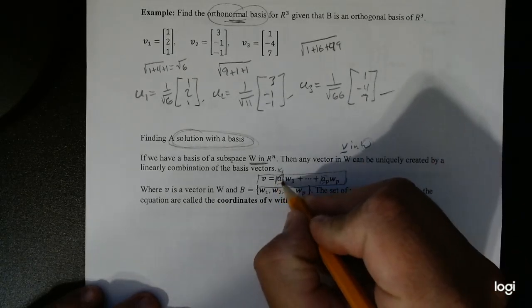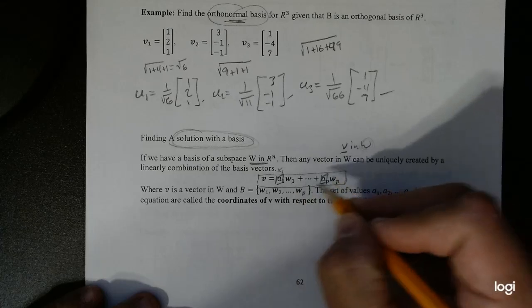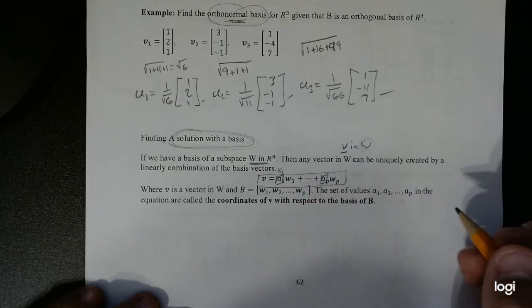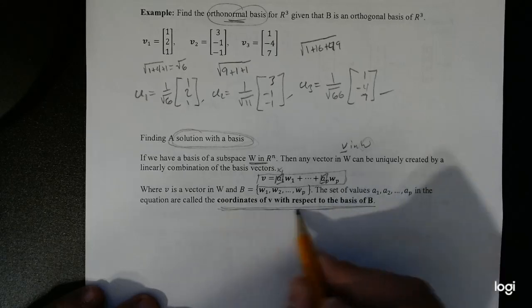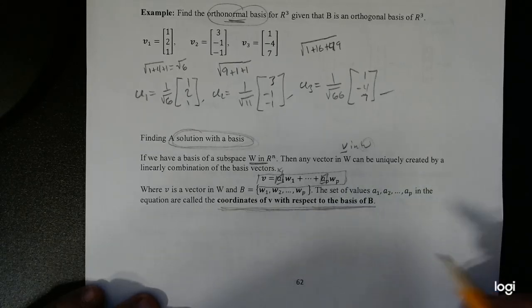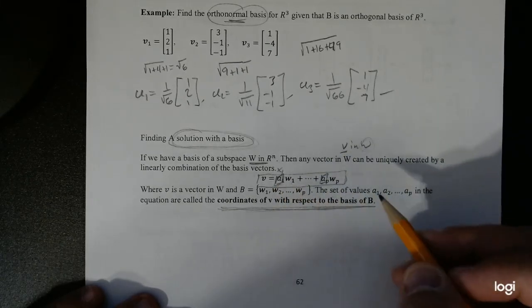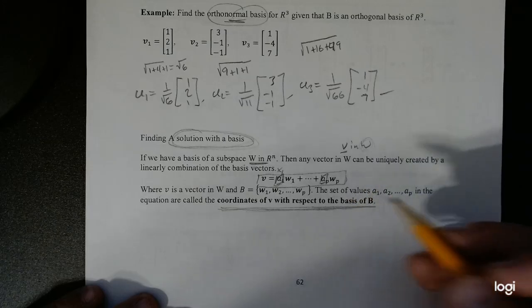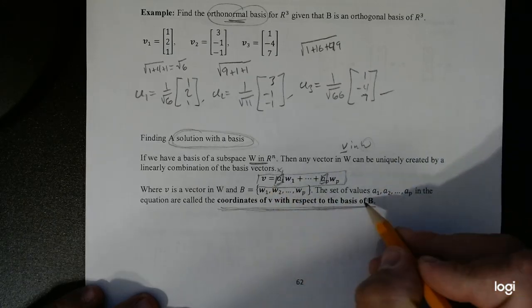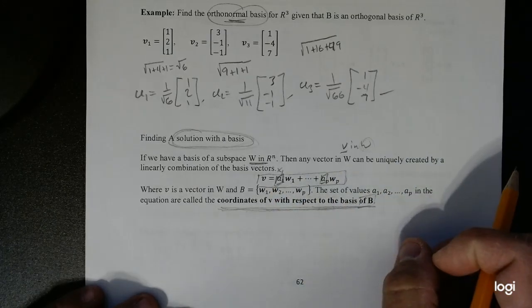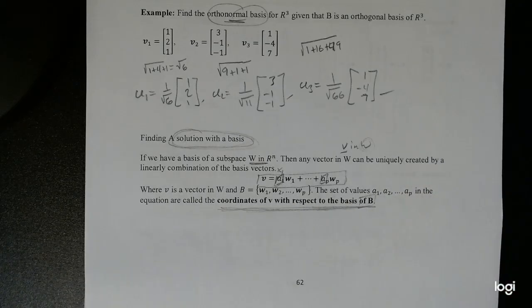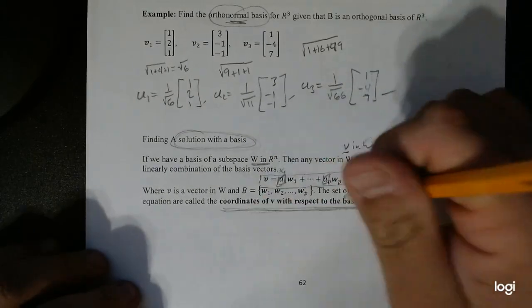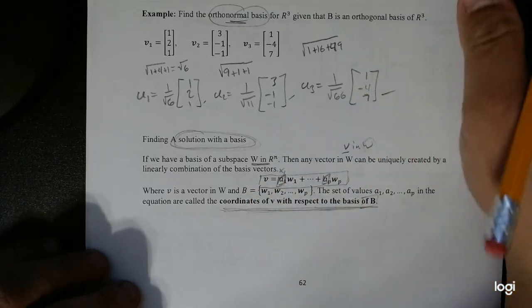But these letters are actually pretty important. These A1, A2, A3, all the way to AP are called the coordinates of V with respect to the basis W. So it's a big old mouthful. In layman's terms, they're just the coefficients of vector V using the basis B. Basically just the coordinates, or the coefficients in front of it. Which is pretty interesting, because now we can actually find those coordinates based off this basis.